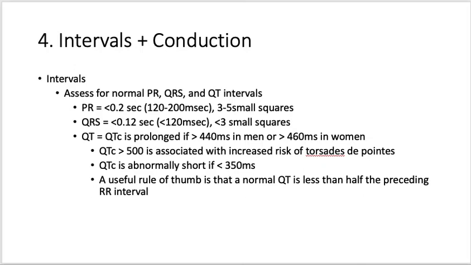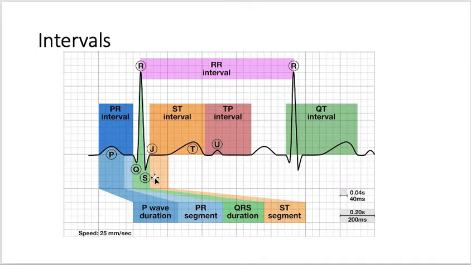A quick useful rule of thumb, if you don't have a specific value for QTc, is that if you look at a QT, you can determine it to likely be normal if it's less than half the preceding RR value. So if you look at this RR interval here, you can see that this QT interval is less than half of that. You can kind of see it here as well, but it's best to do it with the preceding RR interval. If you look here at Q to T, that is definitely less than half of the RR interval.